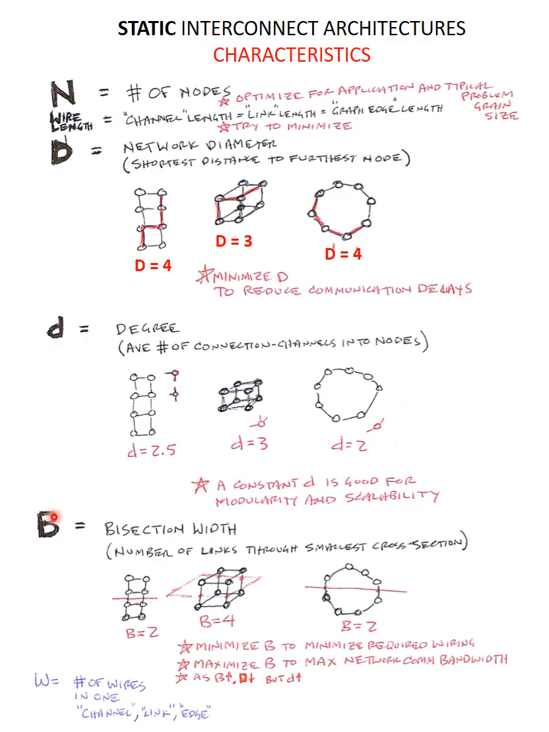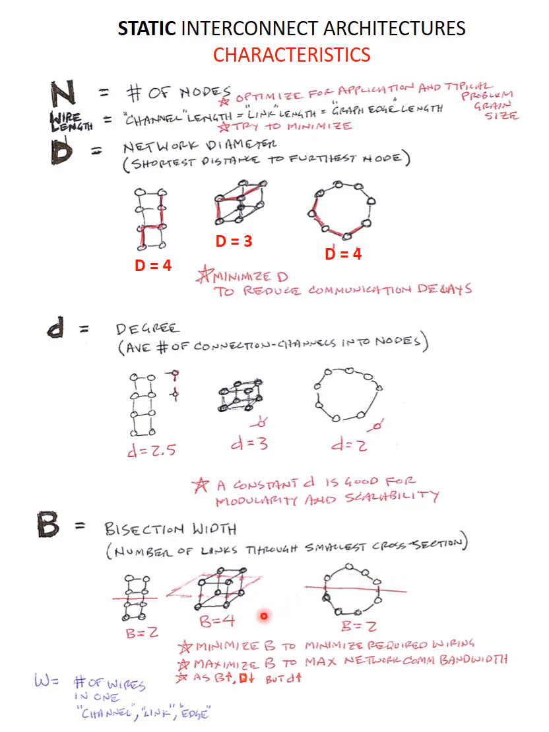Capital B is bisection width. It is the number of links through the smallest cross section. So you lay out your architecture, and here's a plane going through this cube. Just draw a line through this one, line through that one. So we have B equals 2 here. B equals 4 through the cross-section of the plane. B equals 2 crossing this line.